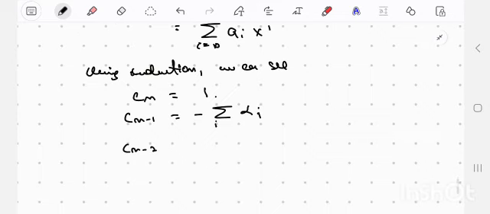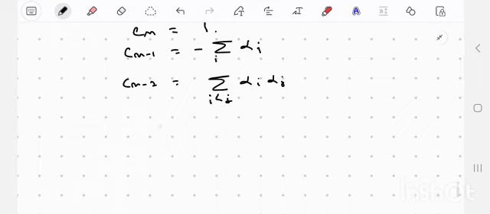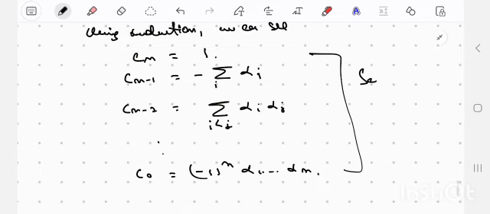Cn minus 2 will be the positive sum of the products of the roots alpha i, alpha j, where i is less than j, and you can continue doing this till you get C0 to be minus 1 to the power n times the product. So no summation is required here. It's just the product of all these roots. Fine. So these are called the associated symmetric functions.